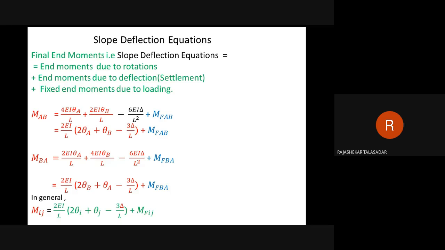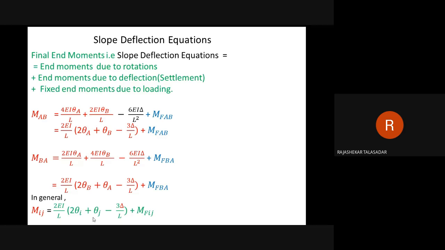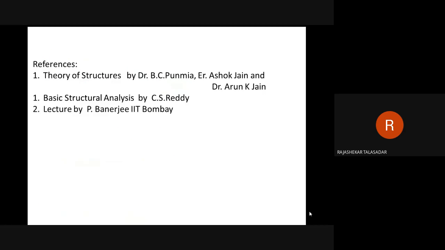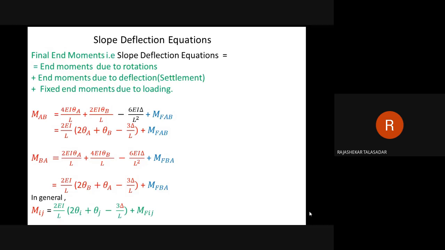Similarly, you can write for spans BC, CD and so on, because you will have a continuous beam with 2 to 3 spans in the problem. So depending upon the name of the span, you can go on writing these equations. I hope you understood this derivation part now. Yes, have you understood this?